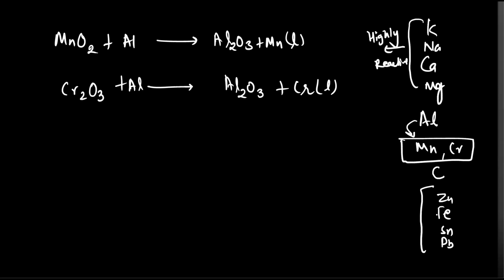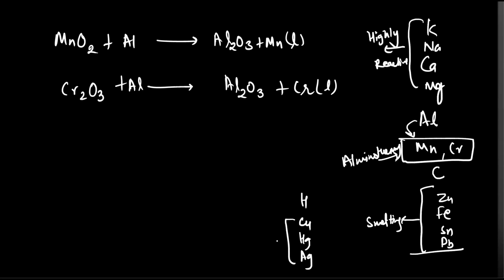Okay. So these can be reduced with carbon. This is smelting. This is aluminothermy. And below this, below hydrogen, we have copper, silver, gold. They can be reduced with the help of simple roasting. You understood? By simple roasting, you can do this. So this is how we do it.